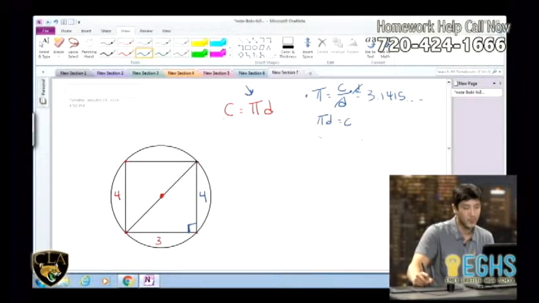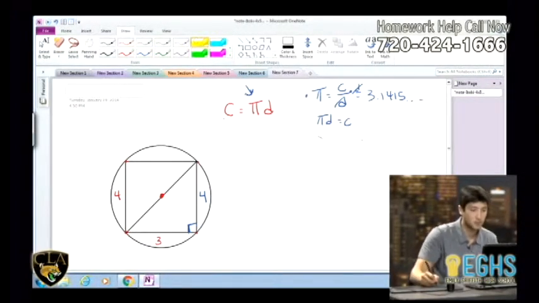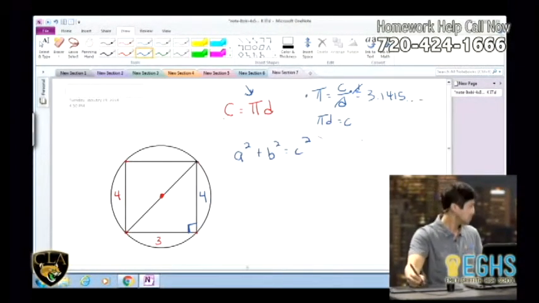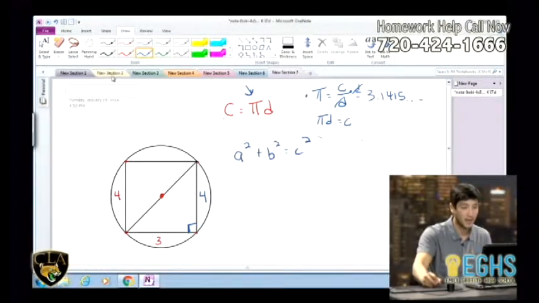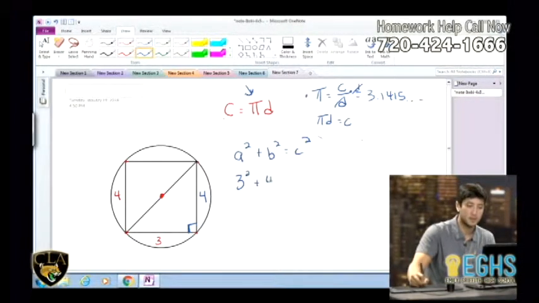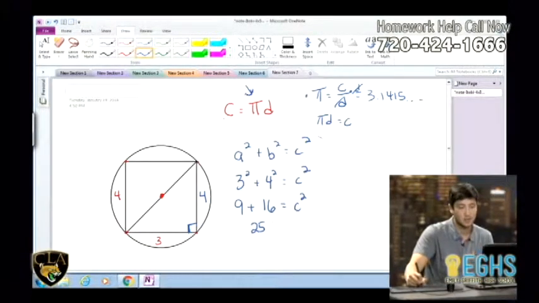So what we have here is two right triangles. And we need to know this diameter across the circle. So when we have a right triangle, if I know two of the sides, we can use a squared plus b squared equals c squared, the Pythagorean theorem, and solve for that diagonal, which is what we really need. So in this case, we'll say 3 squared plus 4 squared equals c squared. And then we simplify and solve for c. So we get 9 plus 16 equals c squared, and we just continue solving, and you end up with c equals 5.